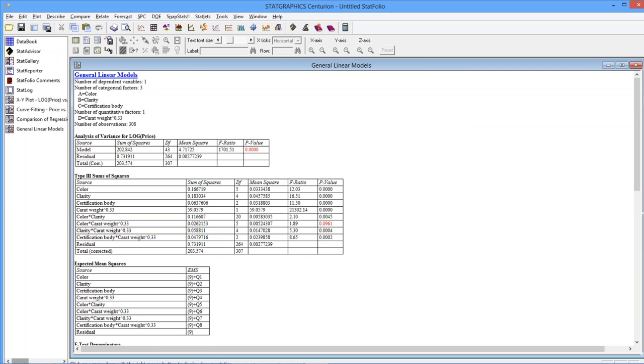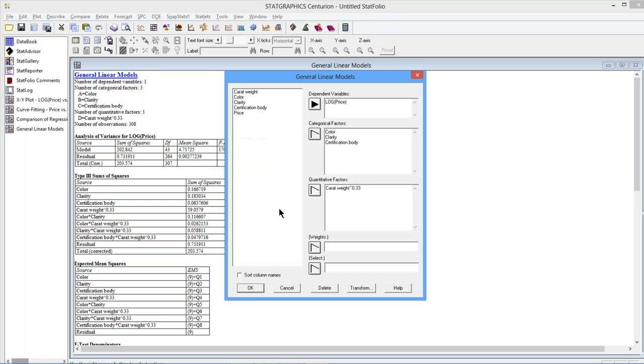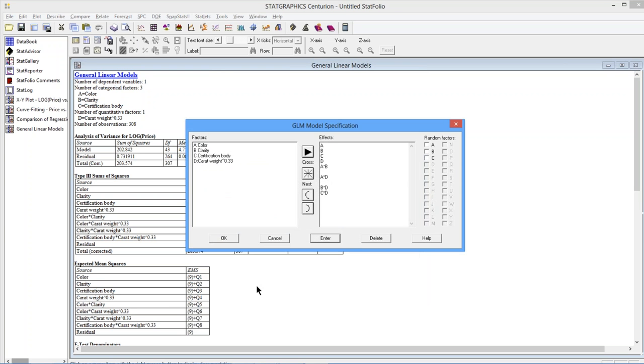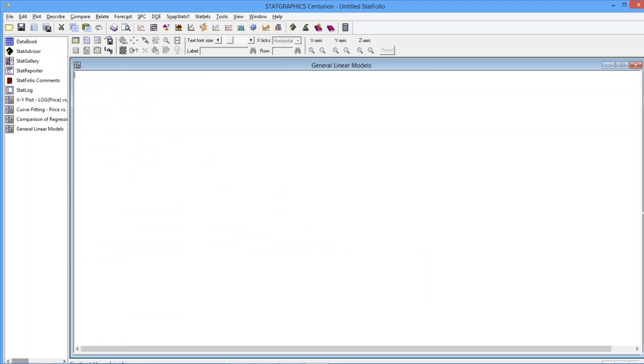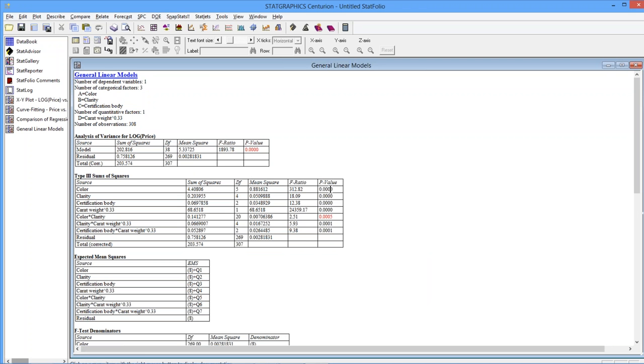What I'm doing is essentially what's called a backward stepwise fit. I started with a complicated model and I'm now making it a little simpler. There's one more p-value above 0.05. It's color times carat weight, one more term to take out, and that's A star D. Let's remove that. And now we're down to a model that has all statistically significant terms in it.